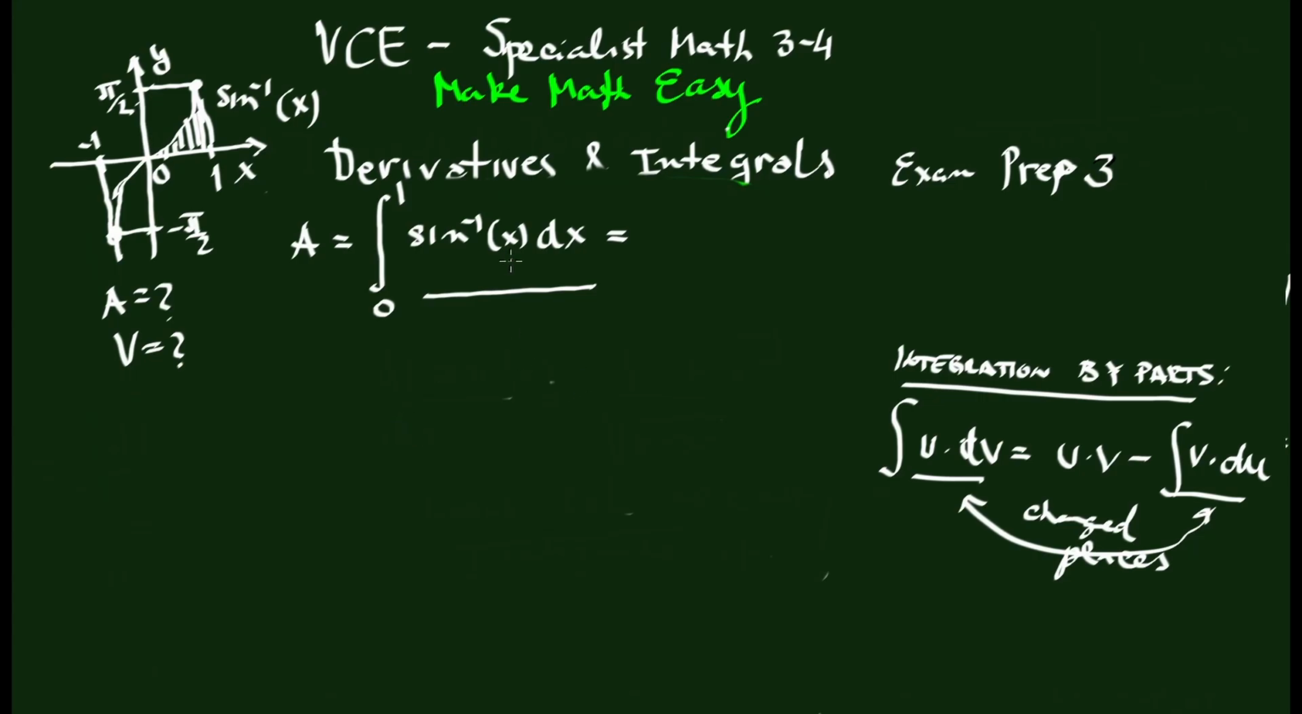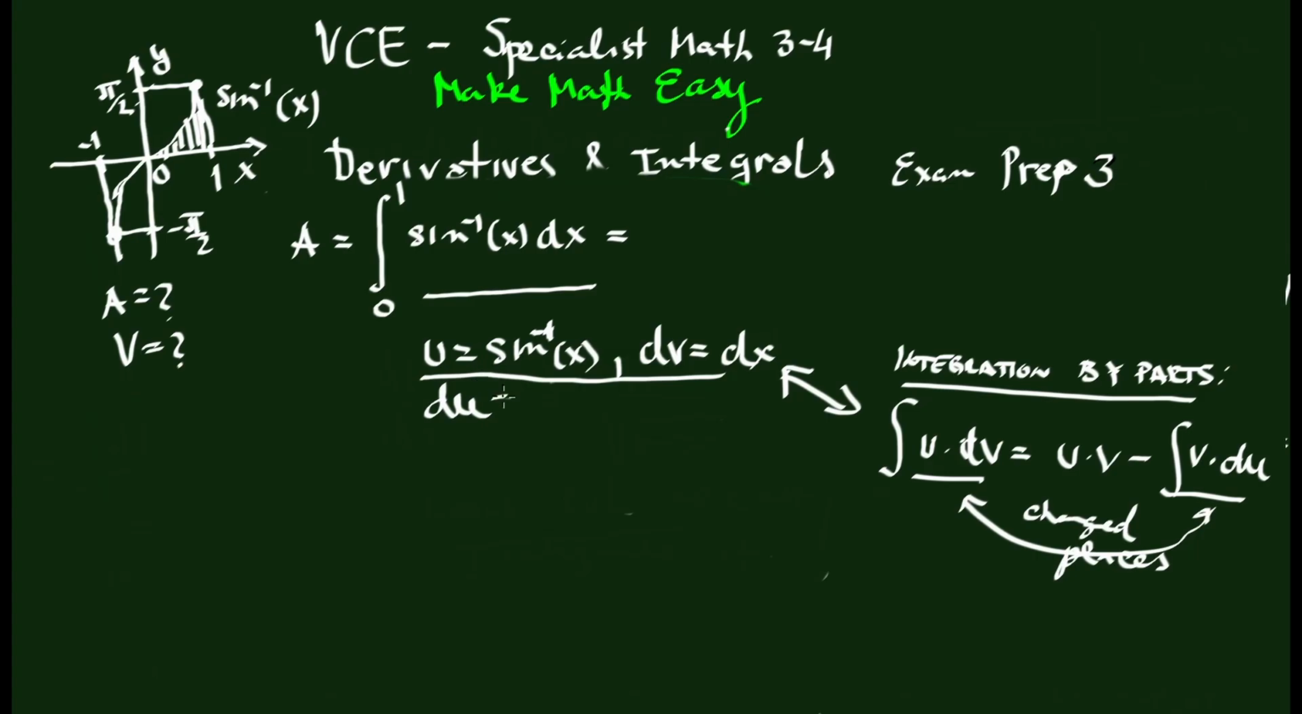So what's u? So u is the one that we can't do much with. So u is sine to the minus 1 of x. So what's our du? Okay, and what's our dv? Our dv is dx. So that's applying to there.